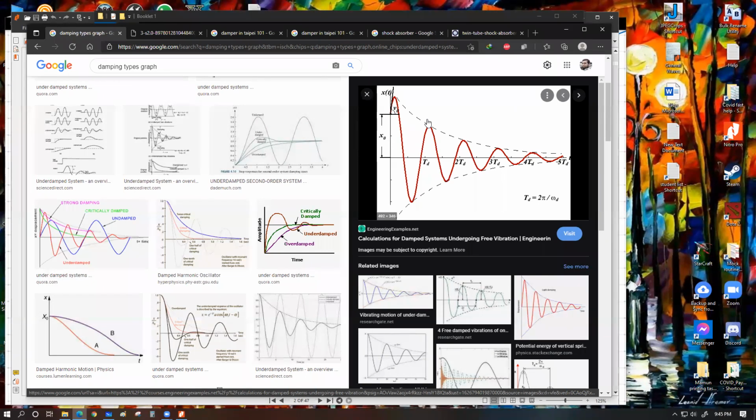So that's why mathematically we can say that the vibration never stops, but for physical purposes, we can always say that eventually the vibration dies out for practical purposes.